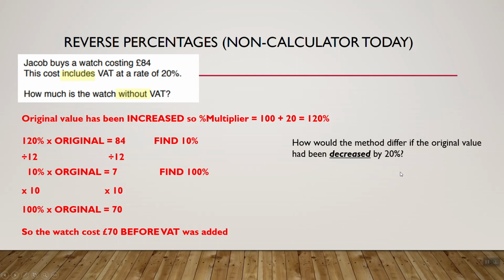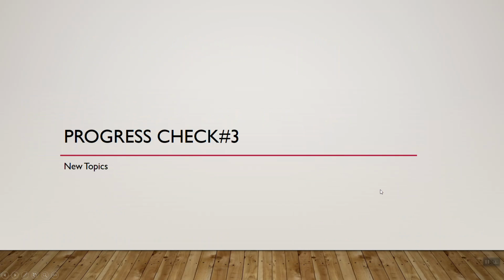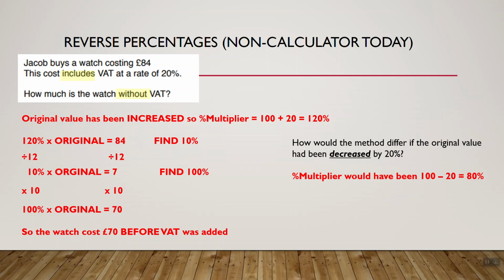How would the method differ if the original value had been decreased by 20%? Well, if it had been decreased by 20%, my multiplier wouldn't have been 100 plus 20, it would have been 100 minus 20, so we'd have been working with 80%. And after that, everything would be the same. So if that was 80% here, I would be dividing by 8 to find 10% and then multiplying by 10.